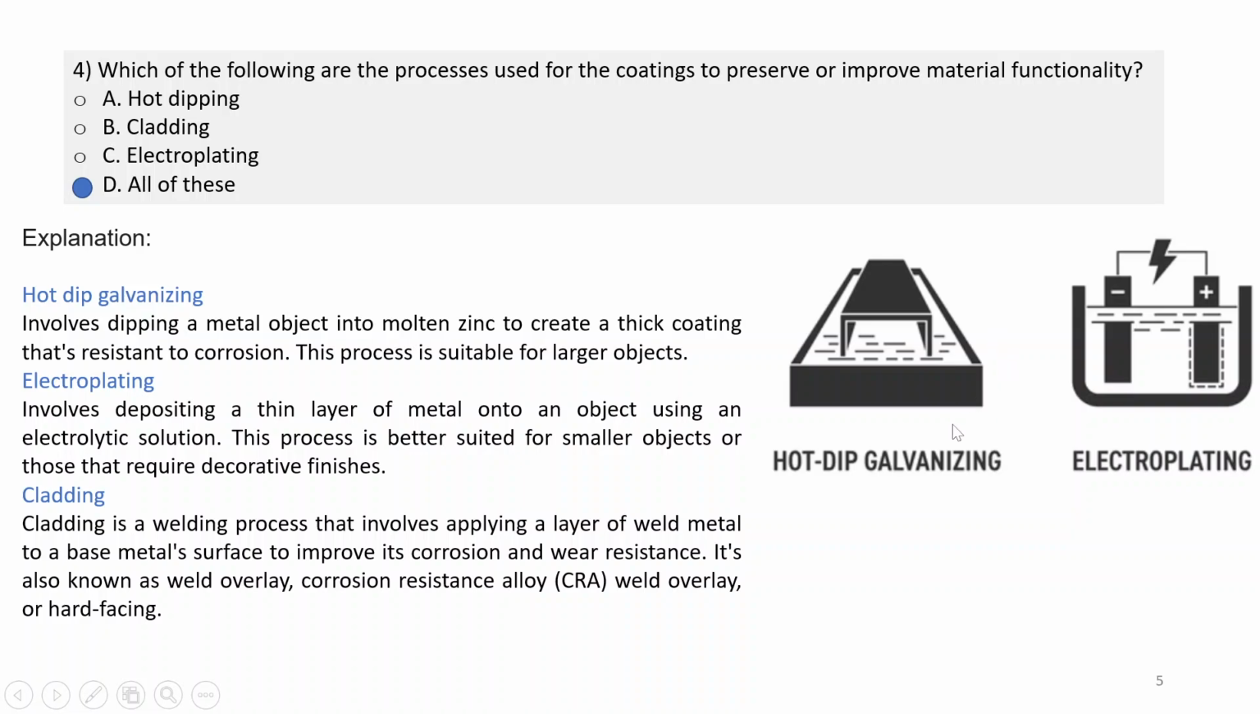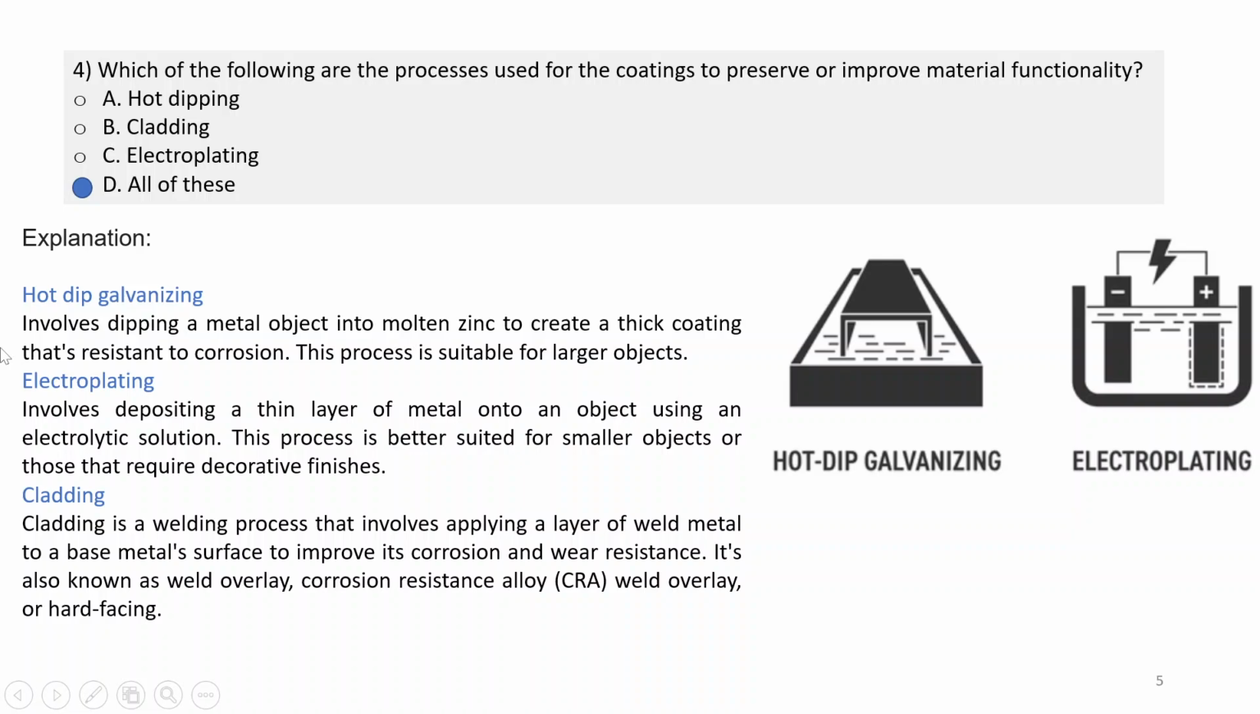So schematics are shown for hot dipping. Here your steel part will be dipped in molten zinc, and in electroplating, because of the potential difference on the cathode, you would be depositing some metal. In case of hot dip galvanizing, it involves dipping a metal object into molten zinc to create a thick coating which is resistant to corrosion. This process is suitable for larger objects.